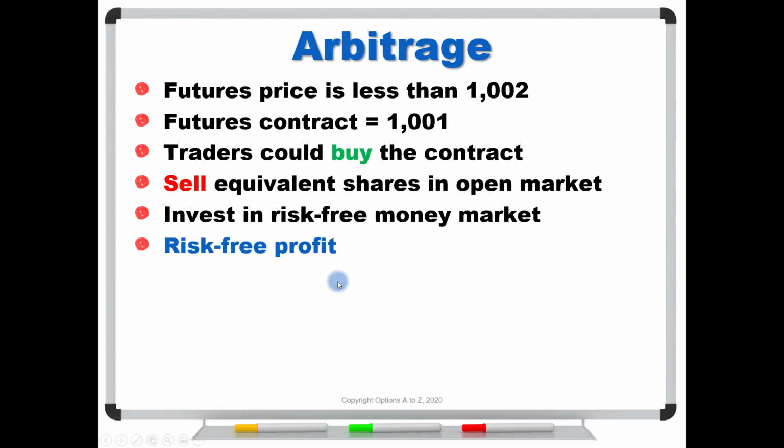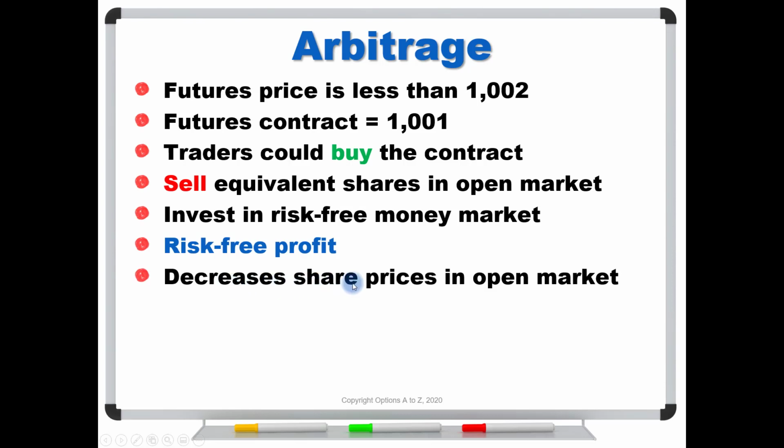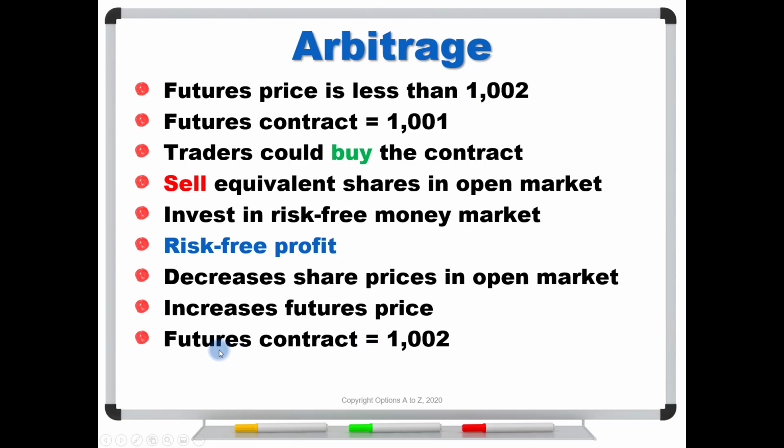But once again, notice what their actions do. It decreases the share prices in the open market. Why? Because they're hitting the markets with a lot of sell orders. But it also increases the futures price because they're hitting the futures contracts with a lot of buy orders. And that will continue until this price right here at 1,001 jumps right back up there to 1,002. We will see that futures contract very quickly, within a matter of seconds, go right back to 1,002.